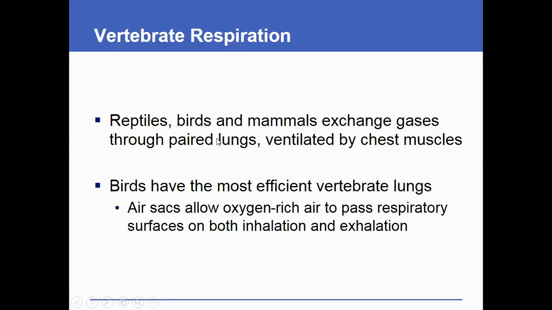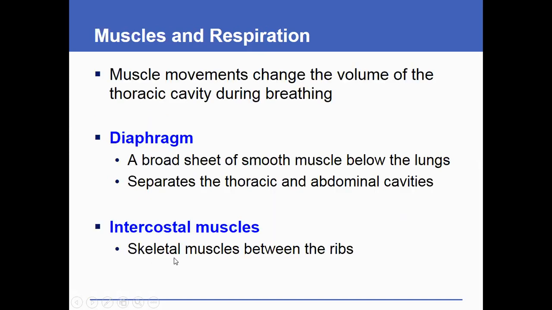Reptiles, birds, and mammals exchange gas through paired lungs ventilated by chest muscles. Birds have the most efficient vertebrate lungs. Air sacs allow oxygen-rich air to pass the respiratory surface on both inhalation and exhalation. Muscle movement changes the volume of the thoracic cage during breathing. This is the role of muscles in respiration.